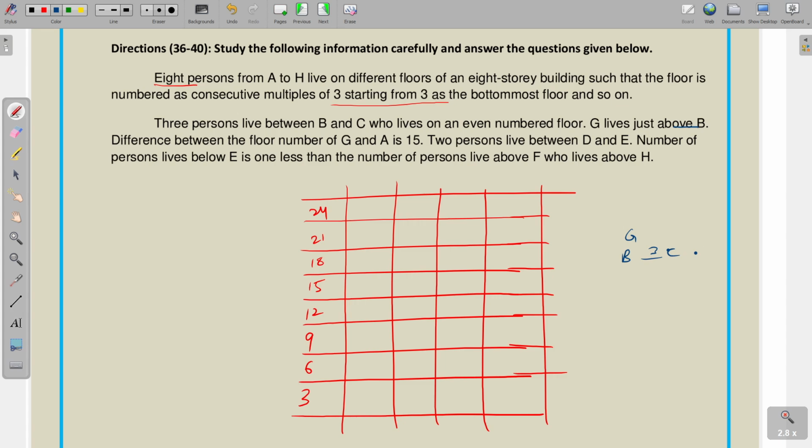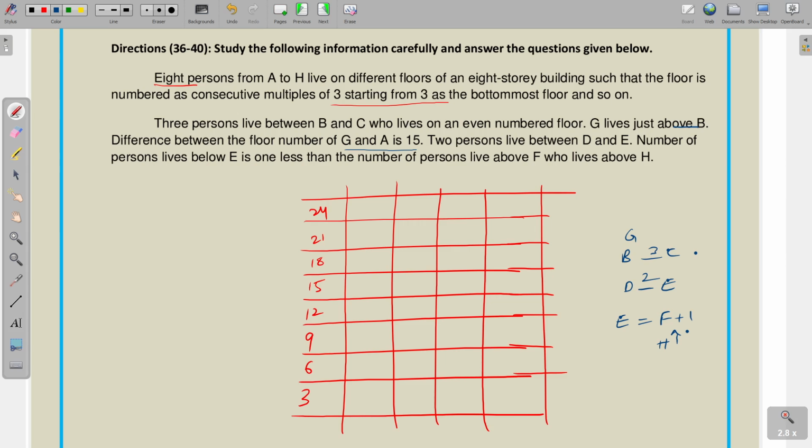Next, the difference between the floor numbers of G and A is 15. Okay, it is the one condition. Two persons live between D and E. So between D and E there are 2 persons. Next, the number of persons living below E is 1 less than the number of persons living above F. So below E equals F plus 1. And who lives above H? So F lives above H.